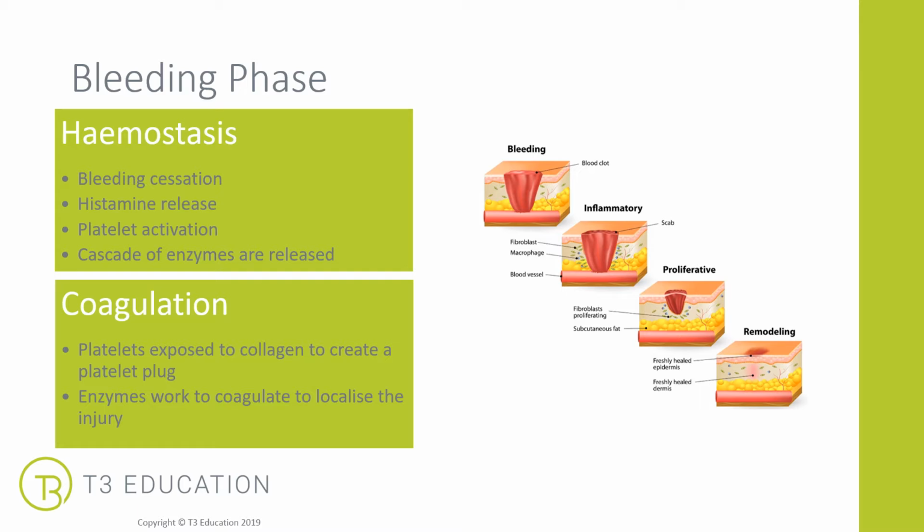The platelets are exposed to the collagen within the area, and they create that platelet plug, so the clotting around that area. And what that clotting does is it restricts and obstructs the lymphatic fluid drainage, which then helps localize the injury within that area. And those enzymes work together to really coagulate, to really localize the injury and create that clotting process.